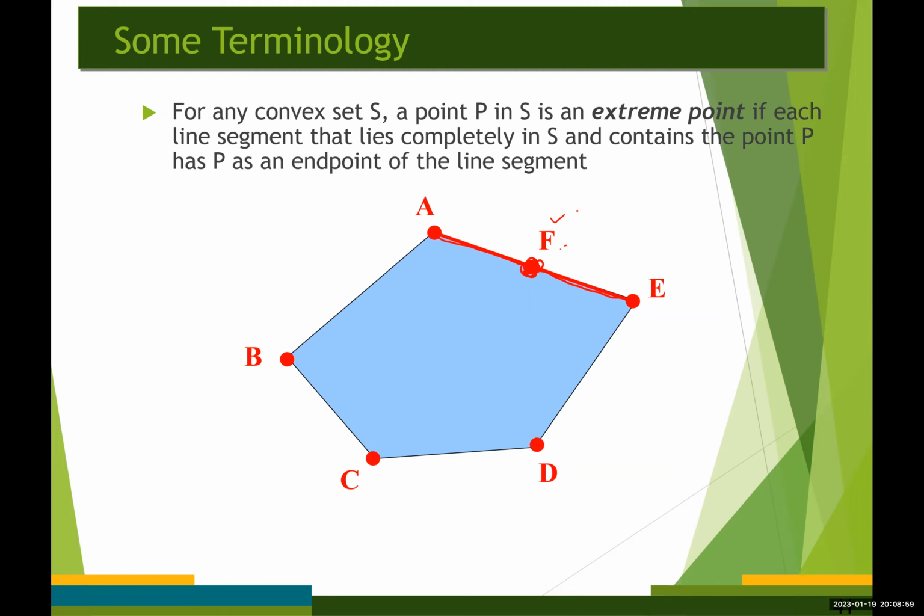And the extreme points are sometimes called the corner points, because if the set S is a polygon, just like this, then the extreme points of S will be the vertices, like this, points A, B, C, D, and E, or the corners, right? There are 5 corners in this polygon.